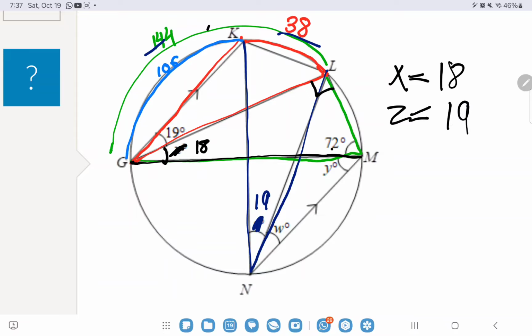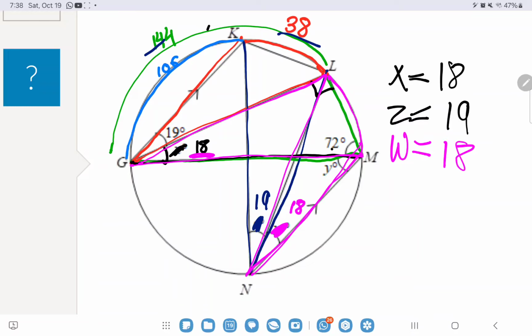Let's try to find W now. Okay, so we know this is 18, and here's another thing. This angle and this angle are intercepting the same arc. If this is 18 and this is intercepting the same arc as it, W is also 18, so W equals 18. There we have 3 of our 4 answers.